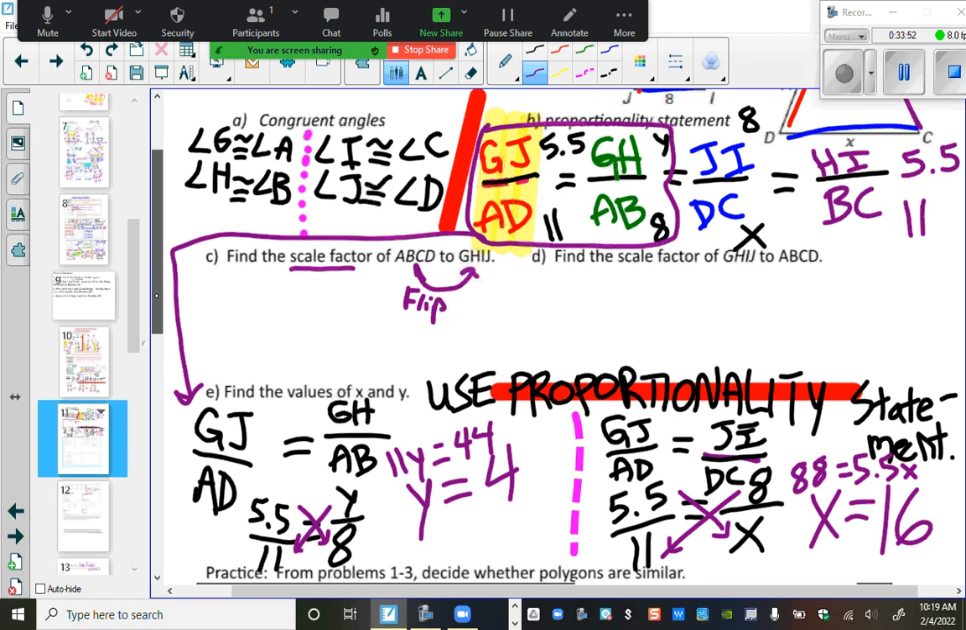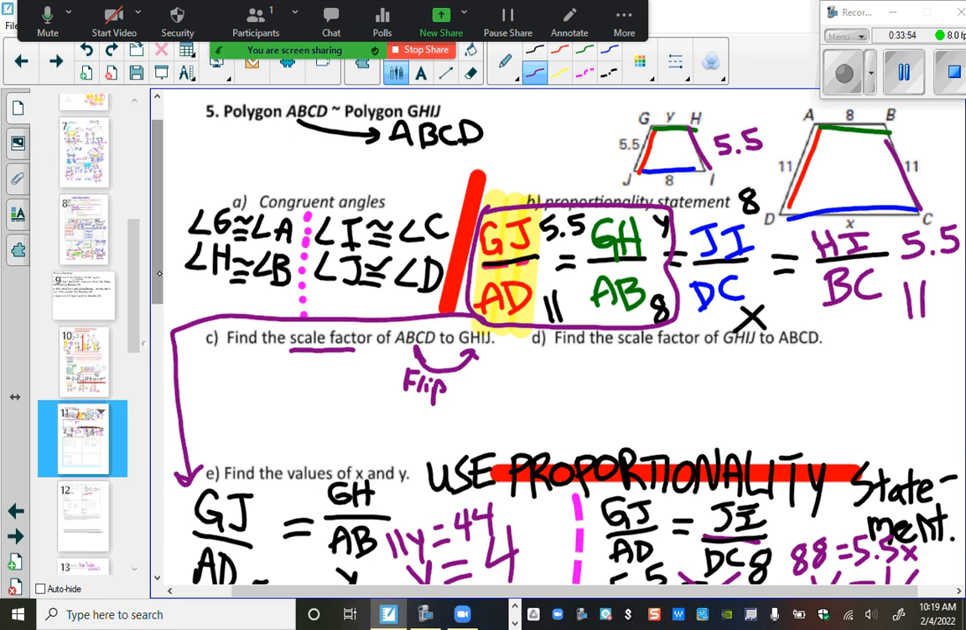Because here, if we're going from ABCD to GHIJ, are we getting bigger or smaller? Smaller. So if it's getting smaller, the number is going to be less than 1. That's why I'm going to tell everybody, flip. GHIJ, put it over ABCD.